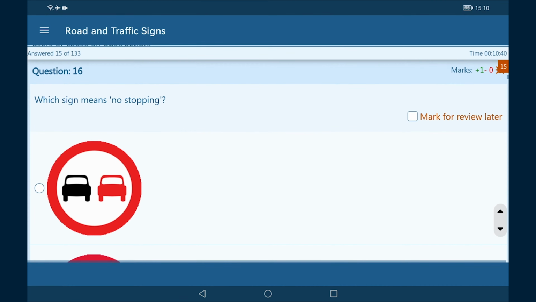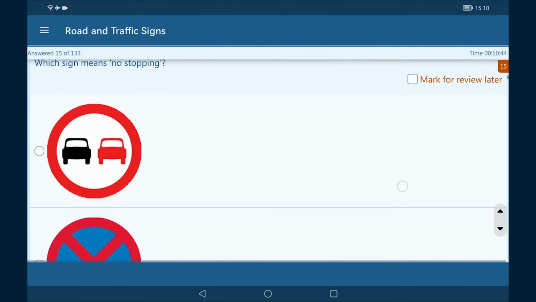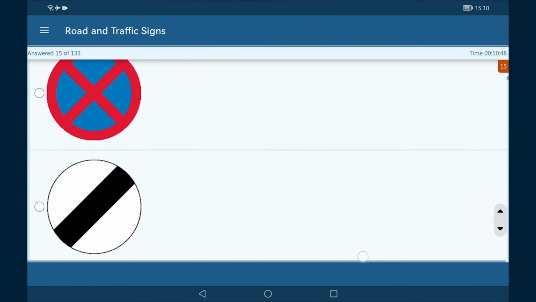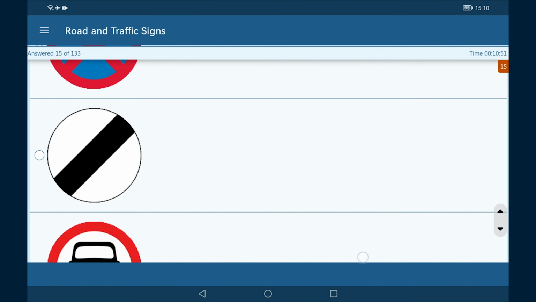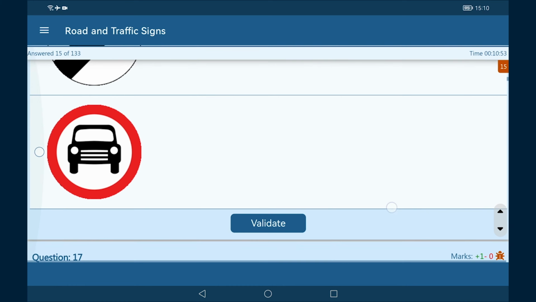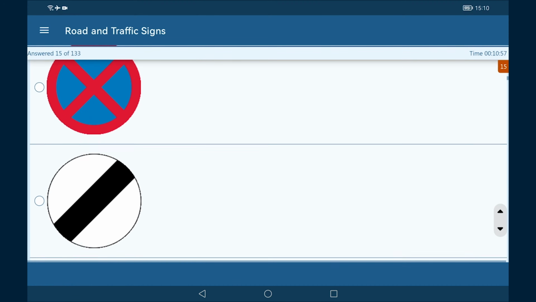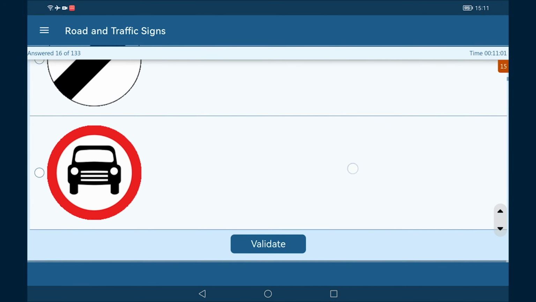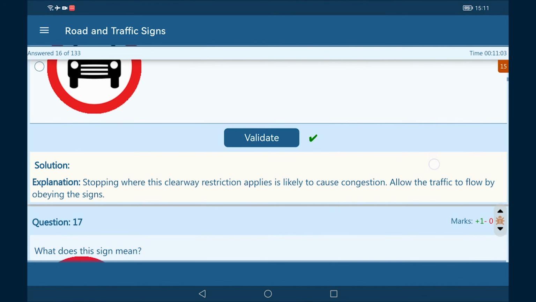Question 16. Which sign means no stopping? Option 1. Image. Option 2. Image. Option 3. Image. Option 4. Image. The correct answer is Option 2. Explanation. Stopping where this clearway restriction applies is likely to cause congestion. Allow the traffic to flow by obeying the signs.